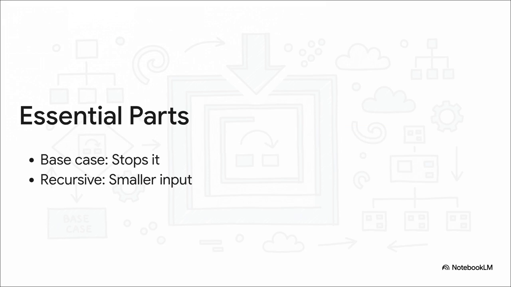Now, that sequence works seamlessly because it has the two absolute non-negotiables of any recursive algorithm. First up, the base case. That is your stopping point. Without it, the function just keeps calling itself forever until it completely crashes your system. Second, you have the recursive case. This is where the function actually calls itself using a slightly smaller or simpler input, pushing the whole process inevitably closer to that base case.